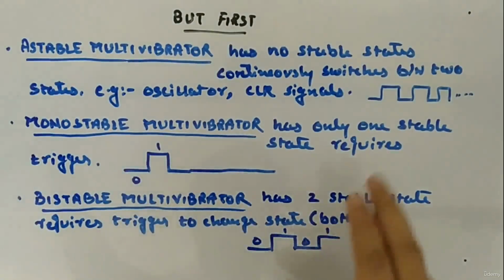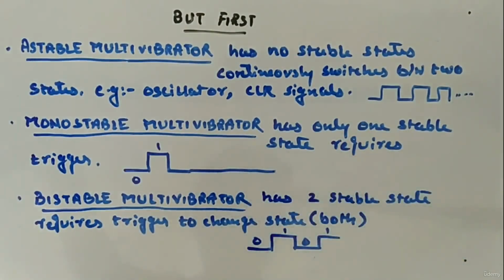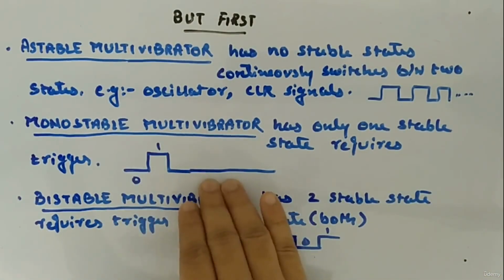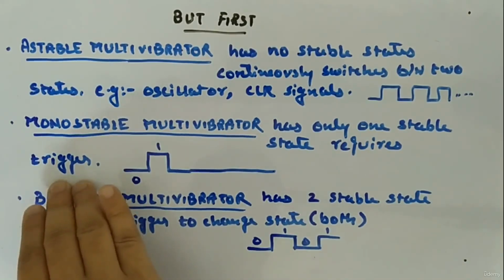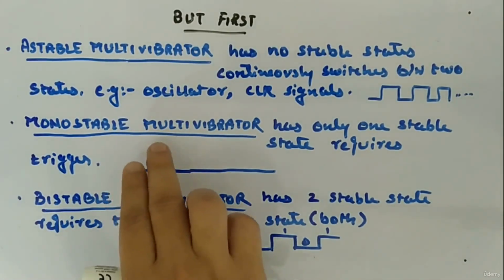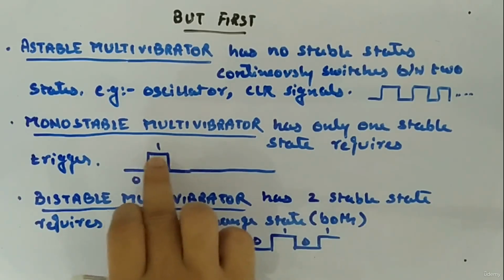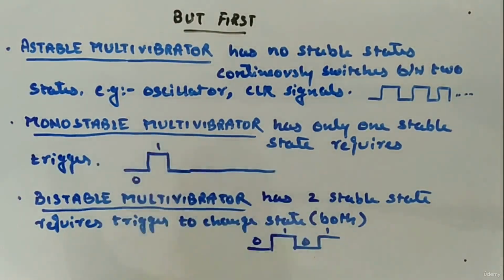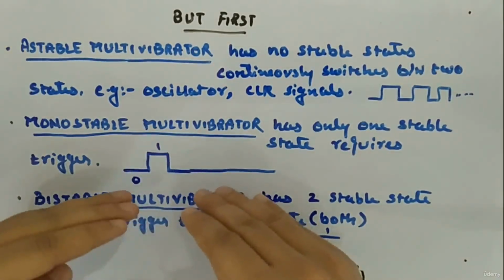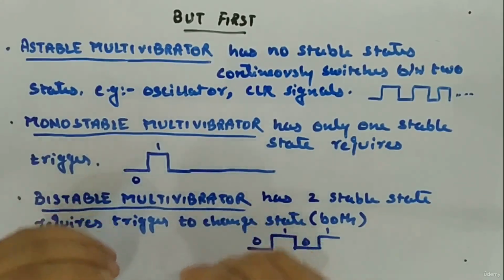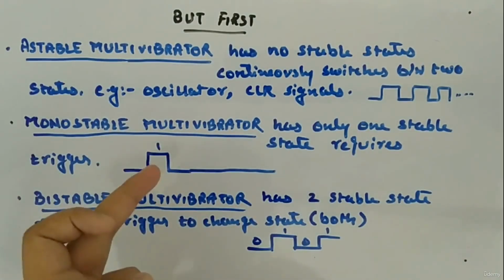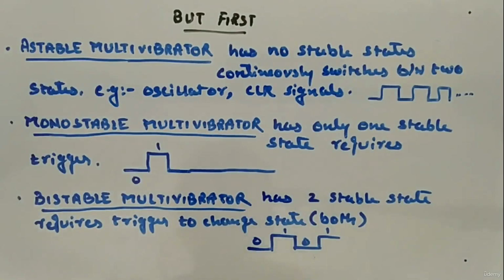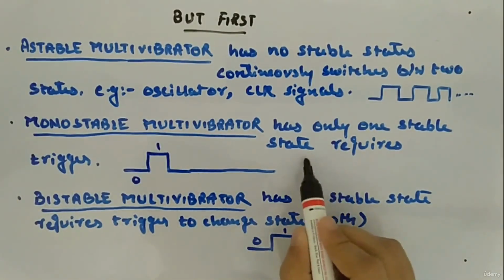Whereas monostable multivibrator has only one stable state. Stable state means if it is in 0, it will stay at 0. But if you provide a trigger, it will change the state from 0 to 1 for some time, and automatically it comes back to the 0 state. That is what we mean by monostable multivibrator, single stable state. So it stays at 0. When you apply a trigger, it will go from 0 to 1 and automatically come back to 0 after some time.